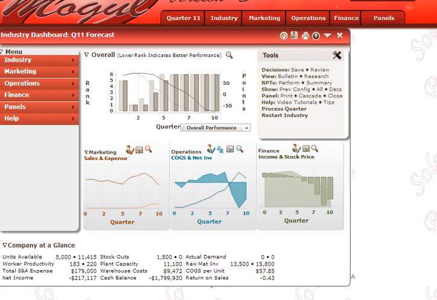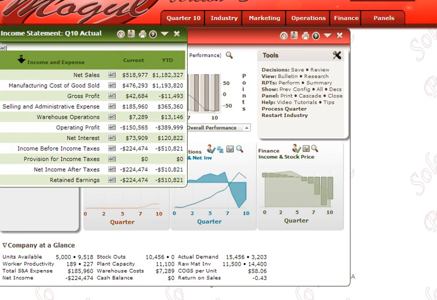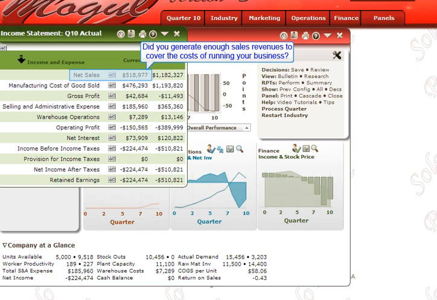The best way to determine why you are having net losses on the bottom of your income statement is to start at the top of that report. So, first we'll open up that report. When looking at the net sales revenues, the question to ask is, are your sales revenues sufficient to cover the expenses you incurred to generate these revenues?